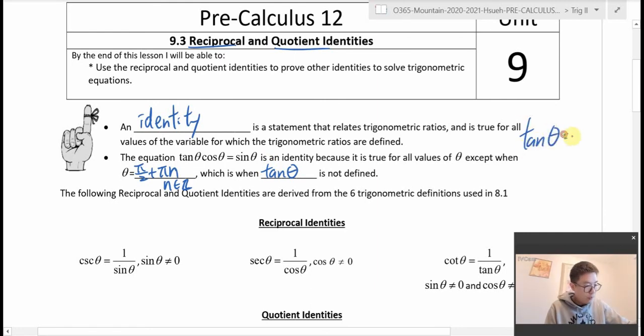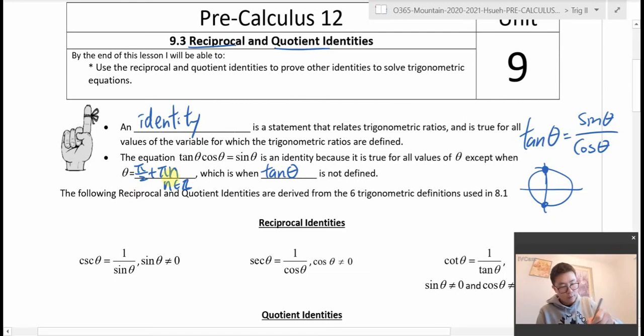Now recall, tangent theta is equal to sine theta over cosine theta, right? So we know tangent is not defined if the denominator, which is cosine theta, equals 0. And if you recall from the unit circle, cosine is the x value, and x values are equal to 0 at pi over 2 and 3 pi over 2 and 5 pi over 2 and so on and so on, okay? So it's every pi after pi over 2, and that's why tangent is not defined at pi over 2 plus pi n. But in all other angles, this would be an identity, because it's true, except again, those angles, because at those angles, tangent is not defined.